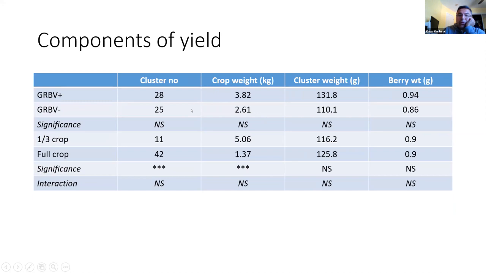Well, of course, cluster number is not going to change by virus status. They're essentially the same. Cluster numbers are going to be reduced by the cluster thinning that we apply. Crop weight is different. However, we're not seeing a difference in cluster mass or berry mass in this case, which can be interpreted as a positive benefit, because usually we see a higher or larger berry size that might dilute the total soluble solids with a red blotch positive response, but we did not have a significant difference in this case.